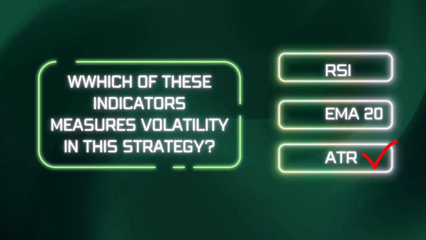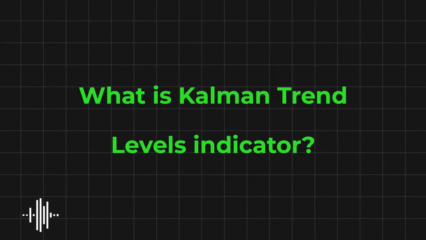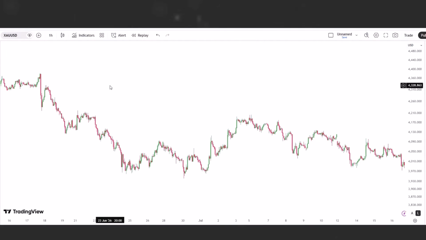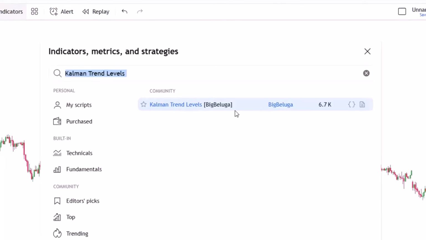Now let's jump into today's lesson. What is the Kalman Trend Levels indicator? First, let's add the indicator to the chart. Open TradingView, click Indicators, search for Kalman Trend Levels by BigBeluga and add it to your chart.